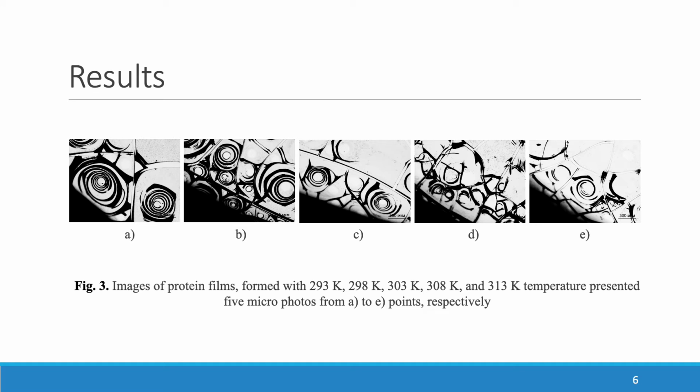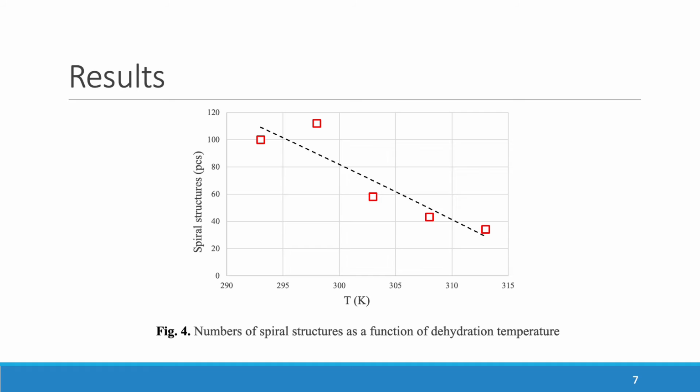The results of these studies are presented in this slide. It can be seen from the images that the number of spiral structures decreases with increasing temperature, although the films become less stable and the nuclei of future spirals begin to form without the formation of spiral cracks. A graph was plotted of the number of spiral structures versus temperature. These dependencies are shown in this slide.